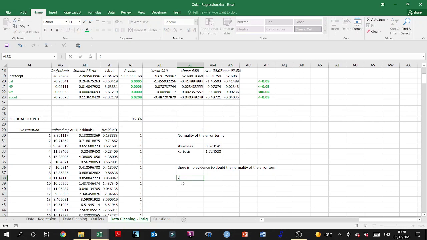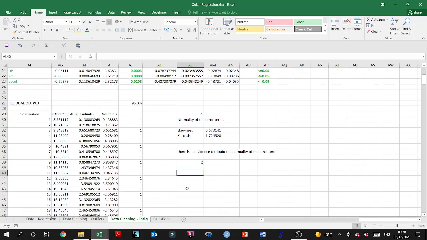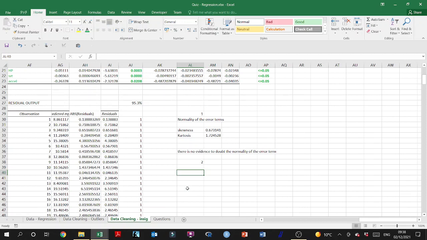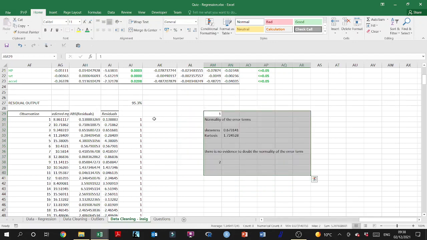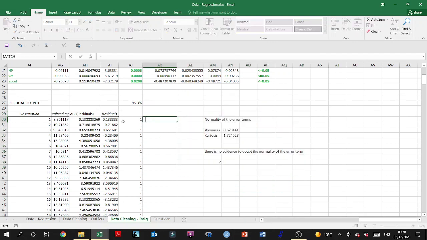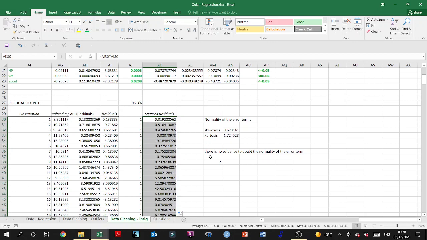Number two here is the heteroskedasticity, right? With heteroskedasticity, I'm going to just jump into the Breusch-Pagan test, all right, if you don't mind. So over here, I'm going to take the residual times itself, so it is the squared residuals here. And these squared residuals, we're going to use them as the y.